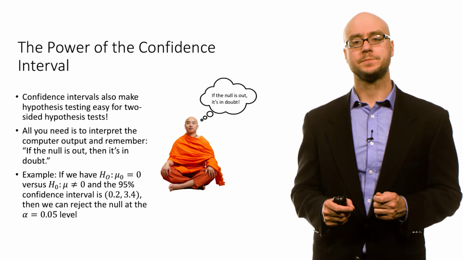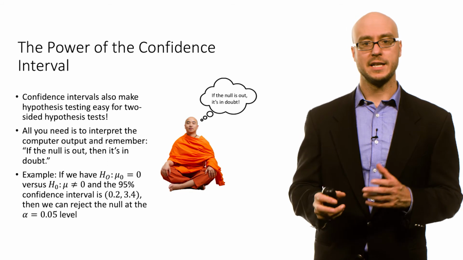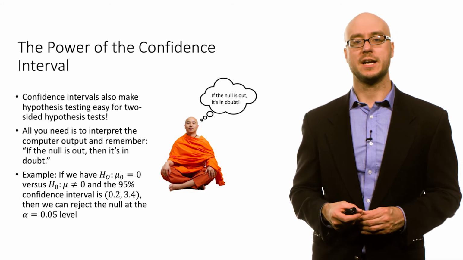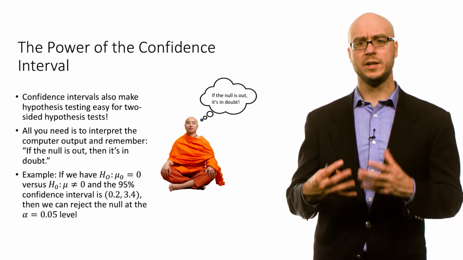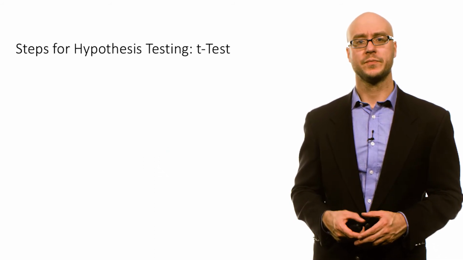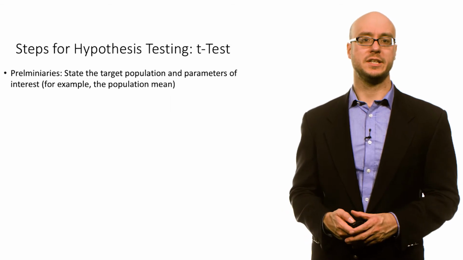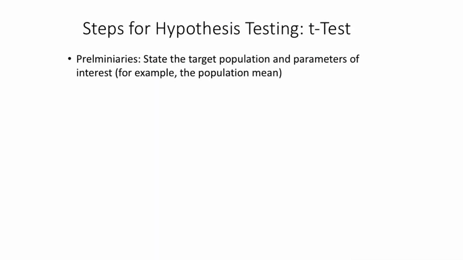So the idea is that you can interpret a traditional confidence interval as equivalent to a two-sided test. So p-values and confidence intervals really can make this hypothesis testing quite easy to interpret. So let's go through these examples of using the t-test. The t-test is similar to the z-test.